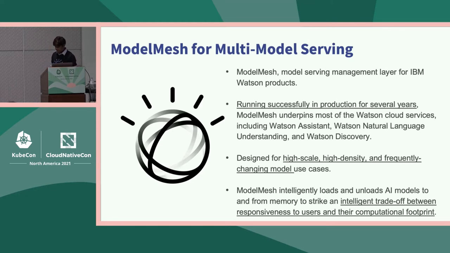And what it actually gives is a high scale, high density use case for frequently changing model use cases. So if your use case is where you have hundreds and thousands of models, probably small to medium sized models, and they are being used in very random fashion, this is a perfect platform where you can do much more with much less. And it does it by doing an intelligent trade-off between how it responds to users within, I would say, milliseconds response time, and how it calculates the computational footprint.